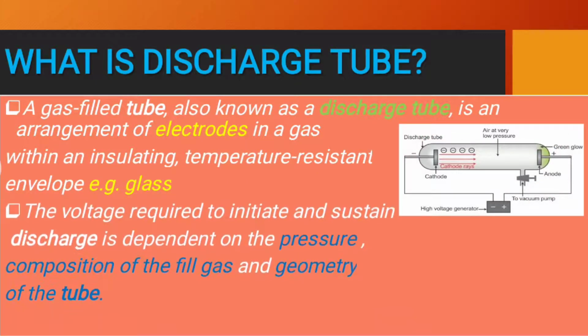The voltage required to initiate and sustain discharge or to pass electricity is dependent on the pressure inside the glass tube, composition of gas filled in the glass tube, and geometry of the tube.